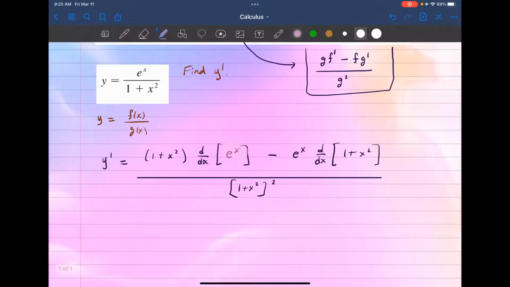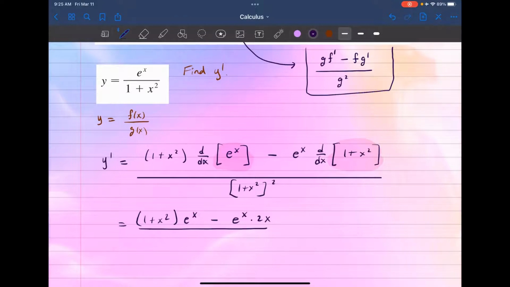So we're differentiating here, and we're differentiating here. So we have 1 plus x squared. The derivative of e to the x is simply e to the x, minus e to the x. The derivative of 1 is 0. The derivative of x squared is 2x. All over the bottom squared. And that completes our differentiation.